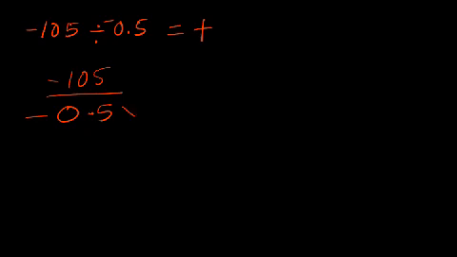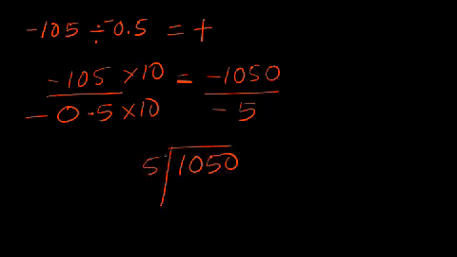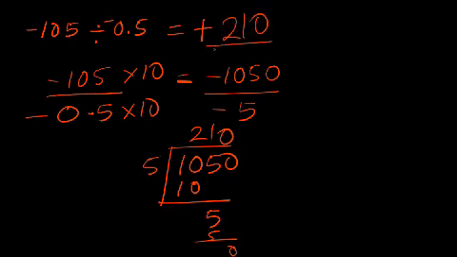I have to make this a whole number, so times 10, times 10. So the question changes to negative 1050 divided by negative 5. So I can set up the question like 1050 divided by 5. 5 into 10 is 2. Bring down 5, 5 into 5 is 1. Then bring down 0. There is no 0. So negative divided by negative is positive. So the answer is positive 210.